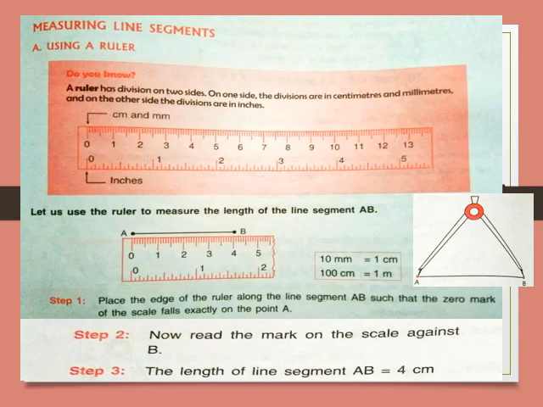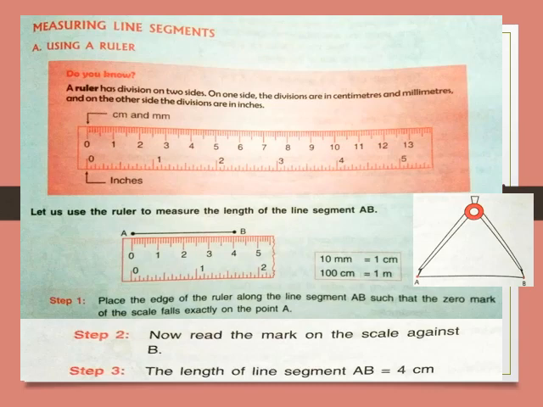Here, 0 to 1 is 1 centimeter, and in between 0 to 1 small lines are there. If you count those small lines, they are 10, and that is the millimeter. And the other side, the bigger one, is in inches. So we use the ruler to measure the length of the line segment AB given there. So 10 millimeter equals what? 1 centimeter, because 10 small lines are there, and 100 centimeter means 1 meter. This unit conversion we have already studied in previous classes.